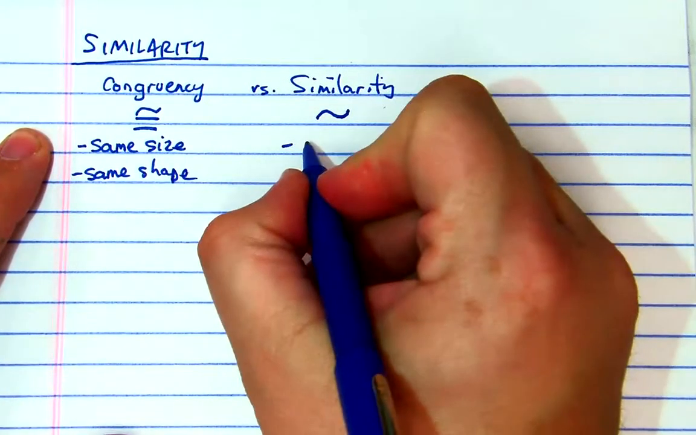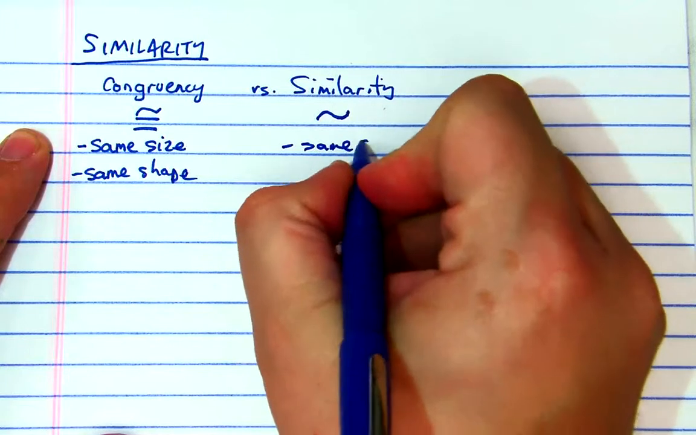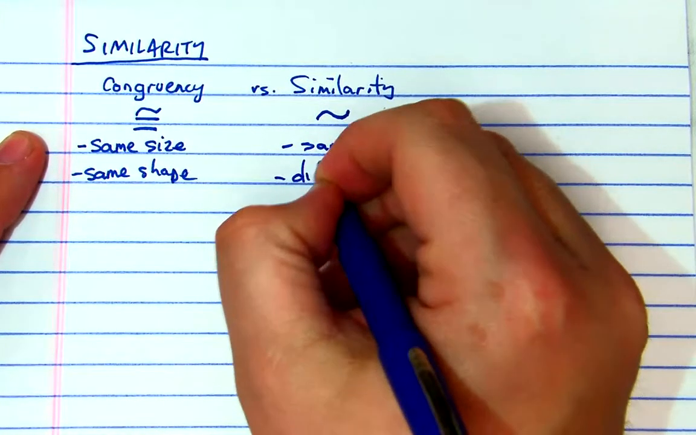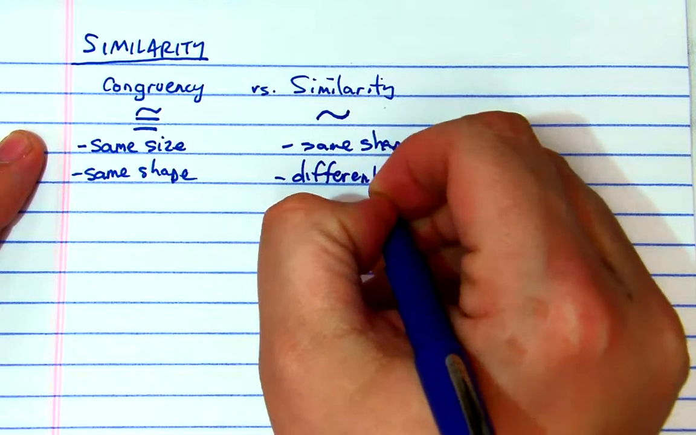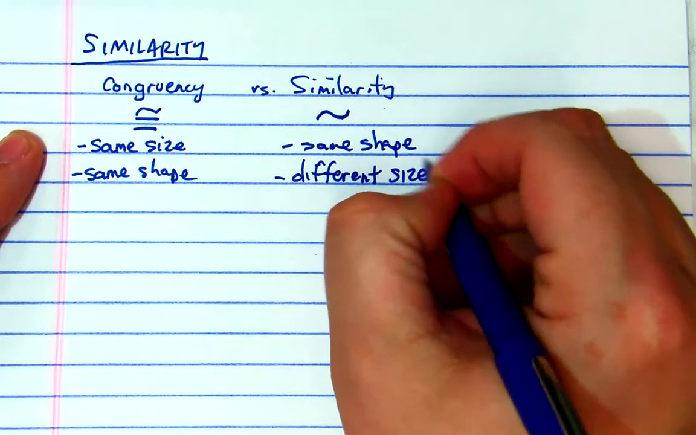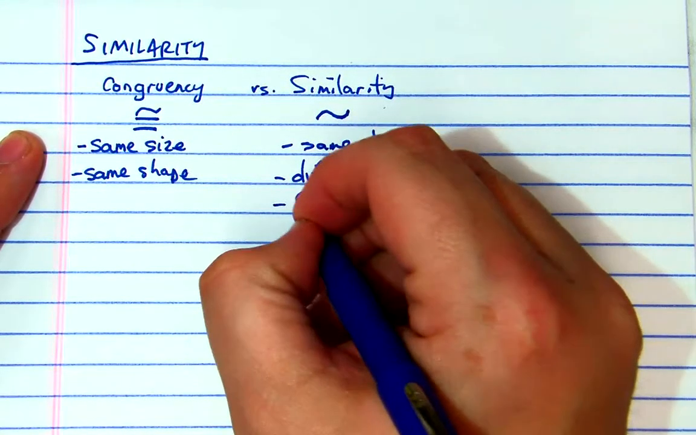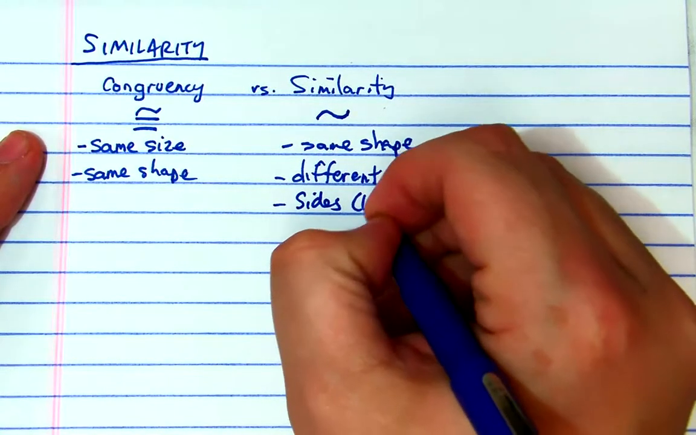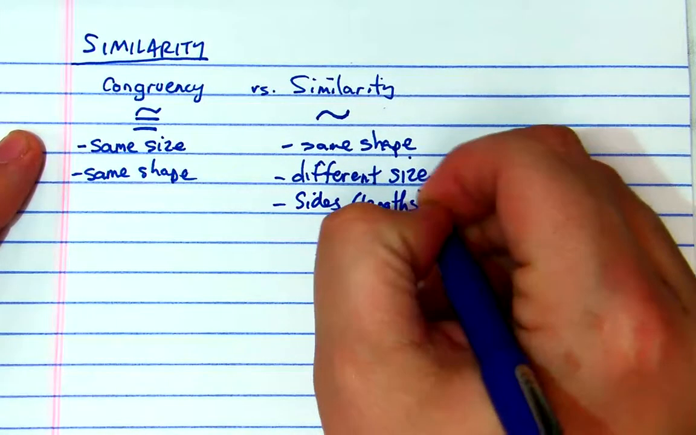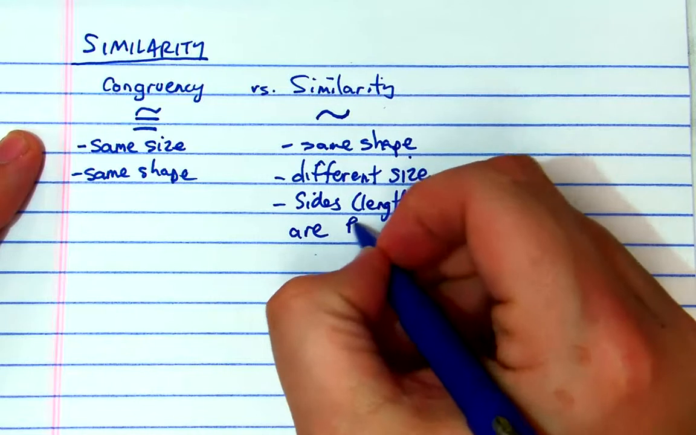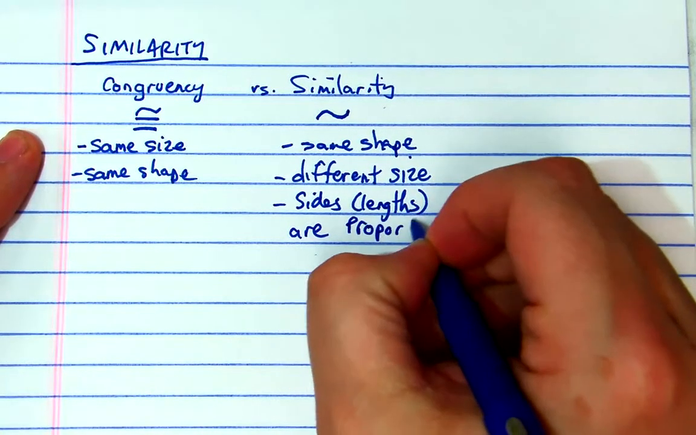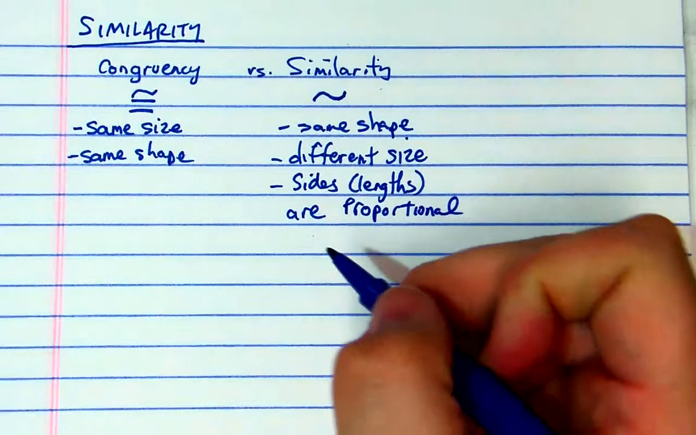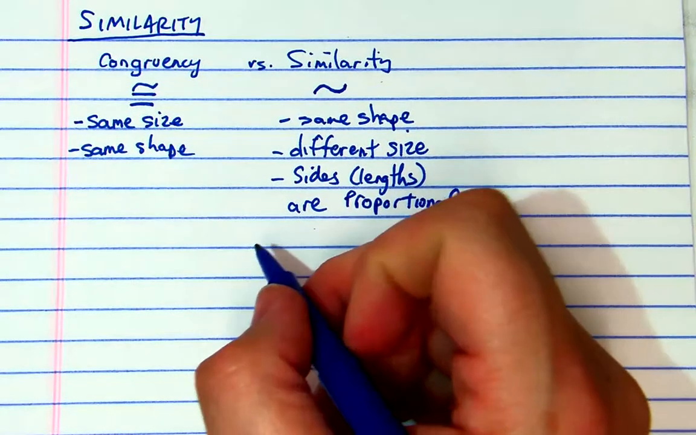Similarity is same shape, different size, and the sides, the lengths, are proportional. So like I said, this is just a really quick one, just to refresh the memory on that.